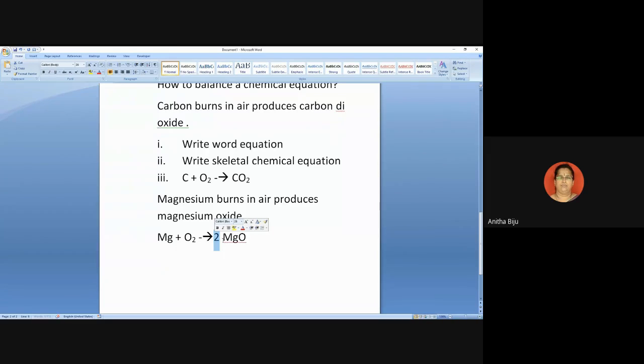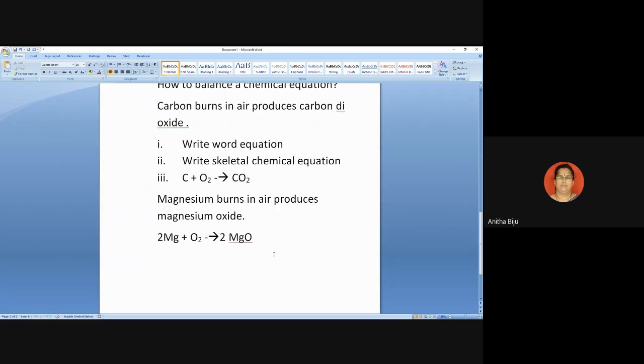So the right side has 2 magnesium atoms and 2 oxygen atoms. Now, magnesium atoms, only 2 atoms are there on the right side. So we need to put 2 on the left side of magnesium on the LHS. Now look at the equation: 2Mg plus O2 gives 2MgO. This is the way of balancing a chemical equation.